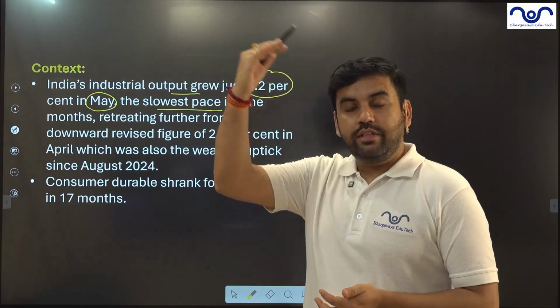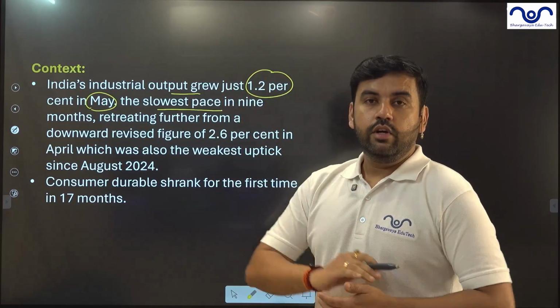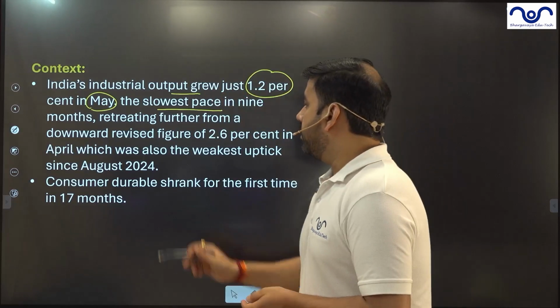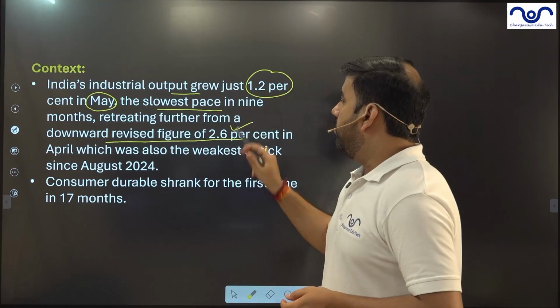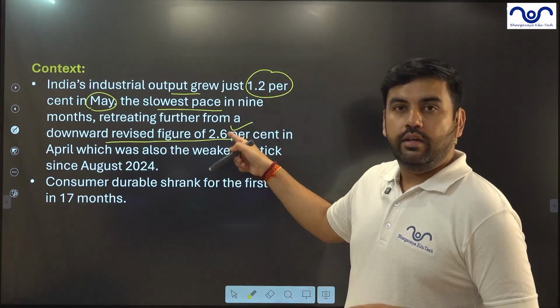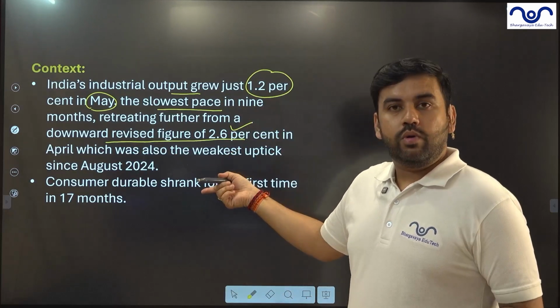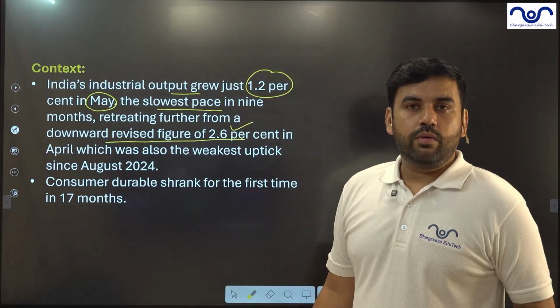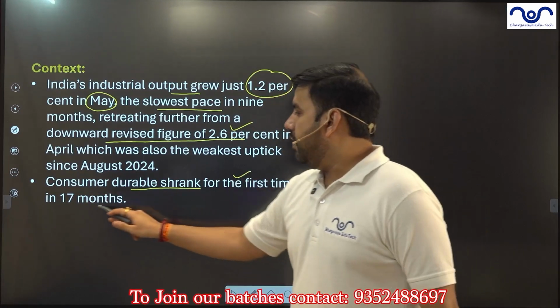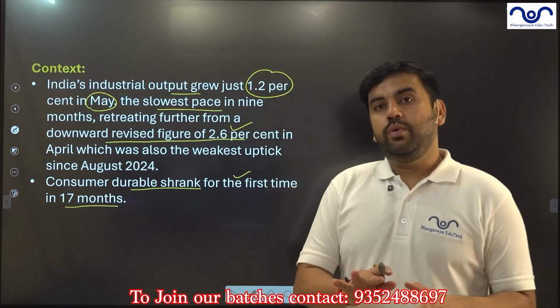It was almost 6% in the last to last month, but now it is at 1.2%. Downward trend, because previously in April month it was 2.6. It has just half of that, less than half of that. So what's wrong? Why is industrial output very low? And consumer durables shrank for the first time in 17 months. Now you can understand this.